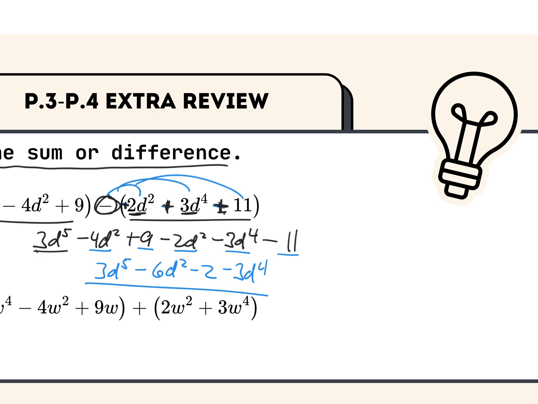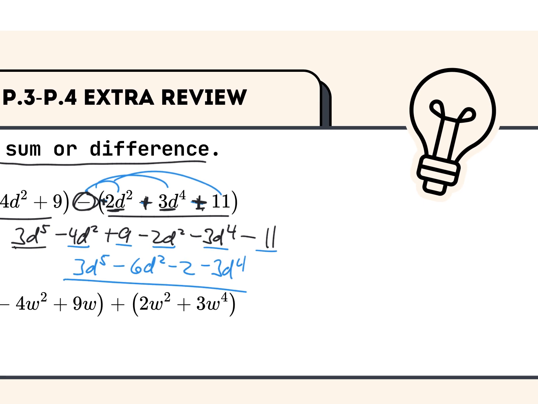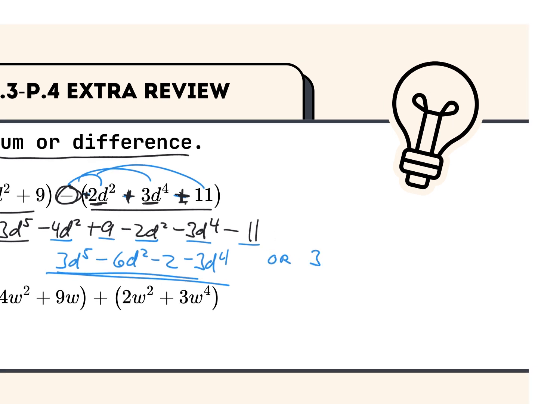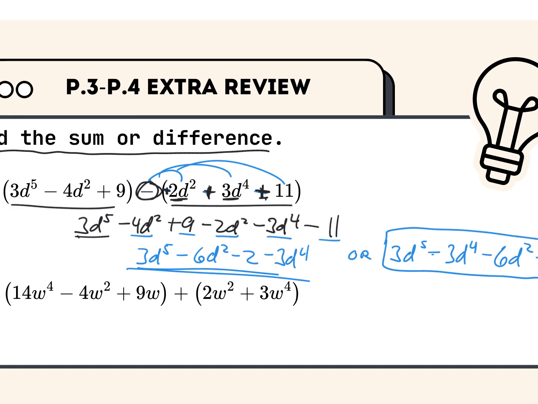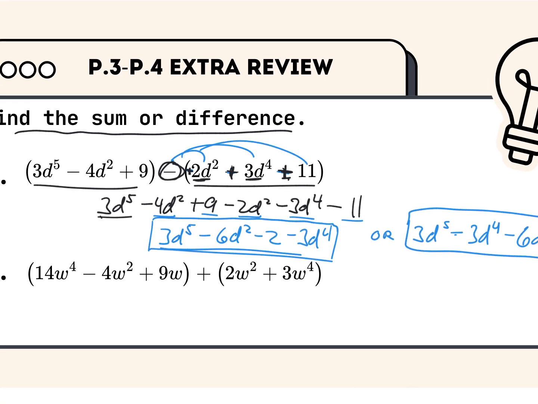I know a lot of you will write it in standard form, which is perfectly fine as well, right? They're equally correct. So what I just wrote is correct, or you can write it in standard form, so decreasing exponent order. So I get 3d to the fifth. The next biggest exponent is a 4, so it's going to be minus 3d to the fourth. Then it's a 6d squared, and then a minus 2. Right, so either one of these is correct. This is typically what a lot of you guys do, or you can just leave it in any order. We're not really picky on the test.